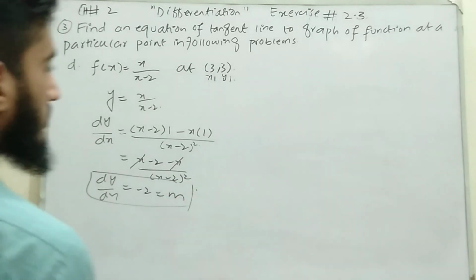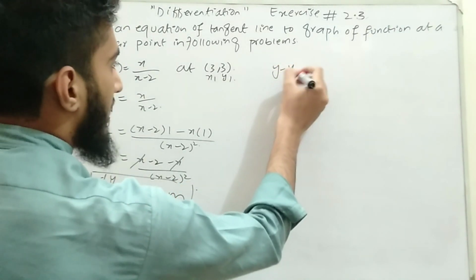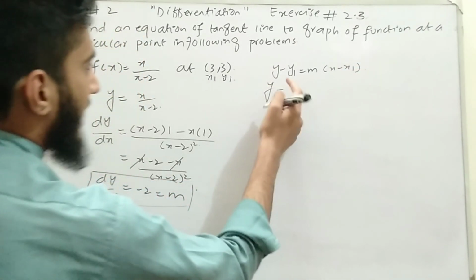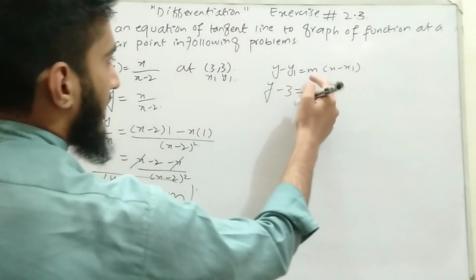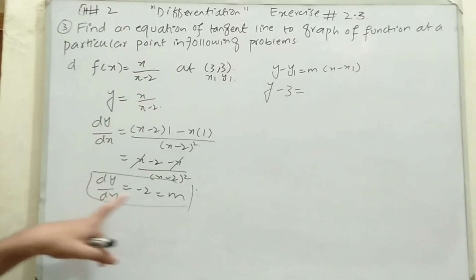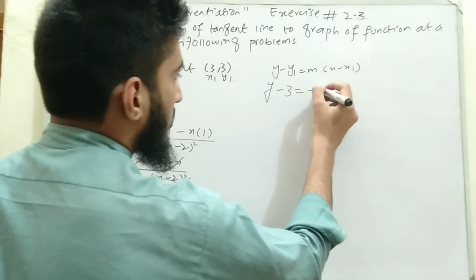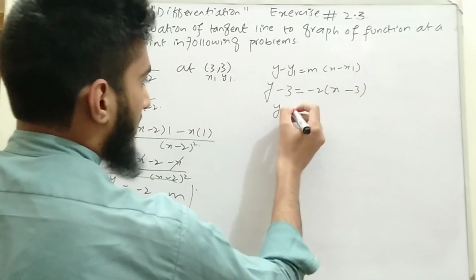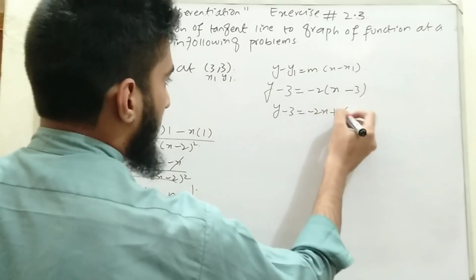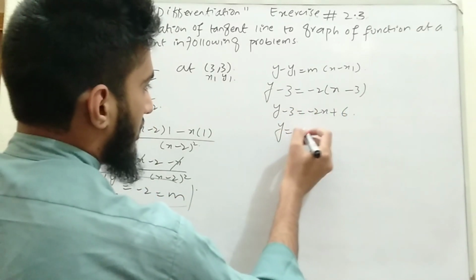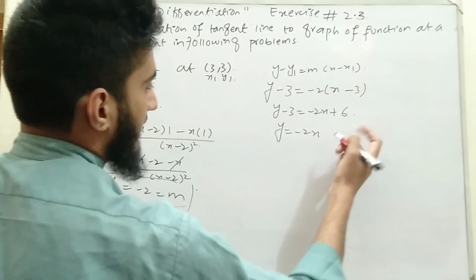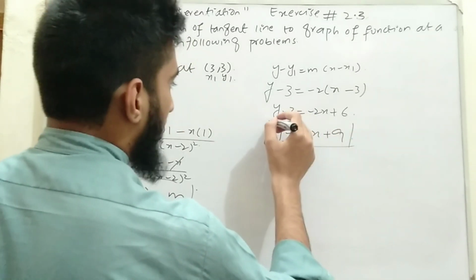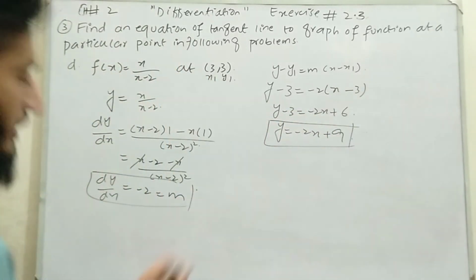Now using the tangent equation, which is y minus y1 is equal to m multiplied by x minus x1. Here y1 is 3, so put 3 over here, and m is equal to the derivative, which is minus 2. So minus 2 multiplied by x minus x1, which is 3. By simplification it becomes y minus 3 is equal to minus 2x plus 6. Shifting minus 3 to the right hand side, it becomes y is equal to negative 2x plus 9. So this is the equation of the tangent line to the given curve at the point 3 and 3.